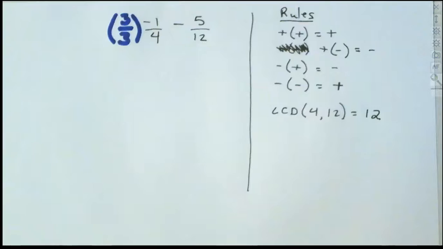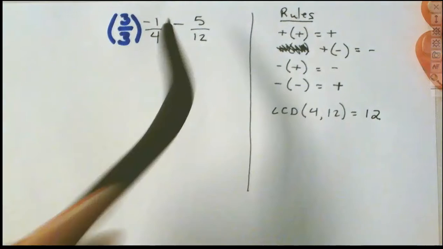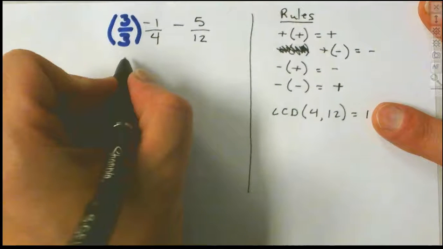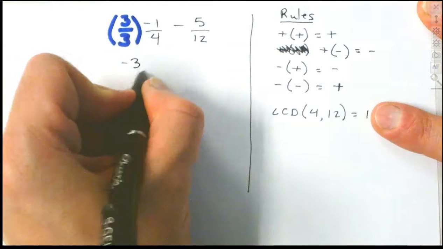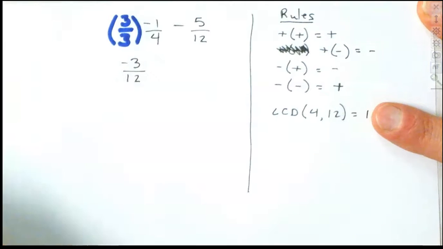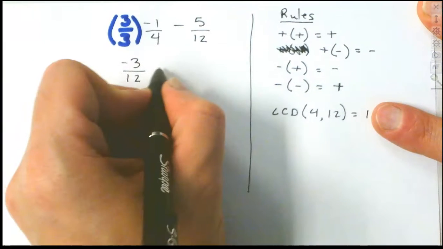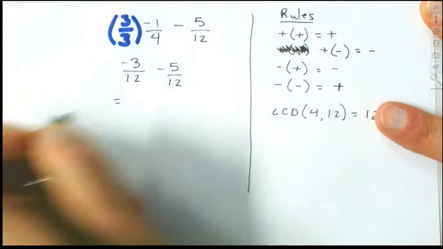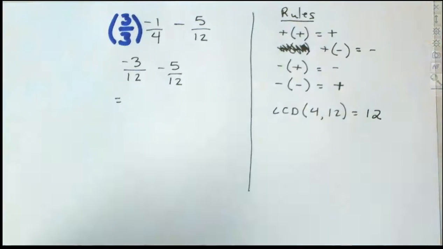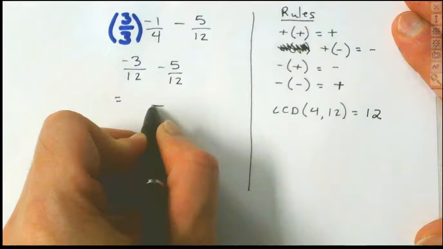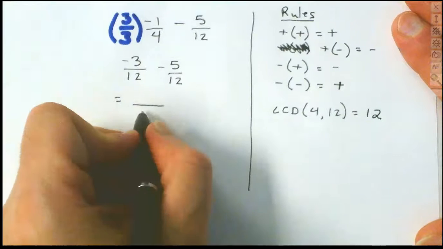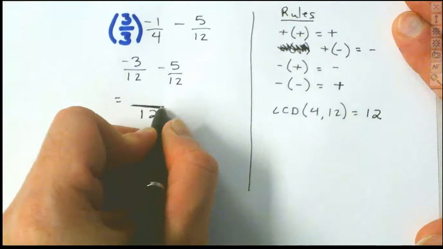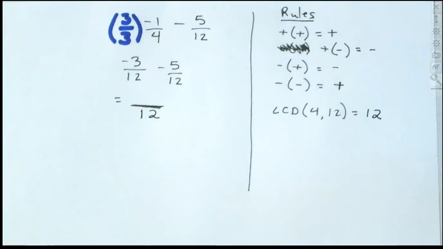The second fraction, we don't have to do anything because it already has our 12. So we're going to multiply across here, and we have a minus 3 over 12. And we have a minus 5 over 12. So what's our common denominator? I always like to do that first so we don't make a mistake. Well, we know the denominator, the number down below, is going to be 12. We just carry it over.